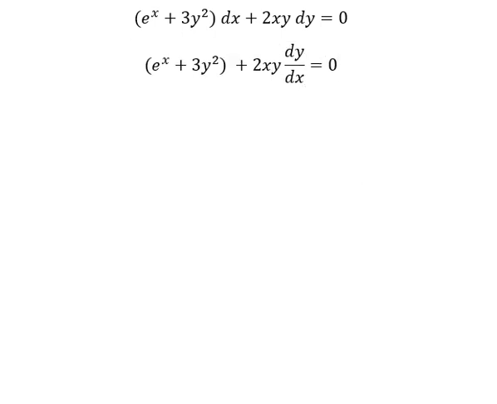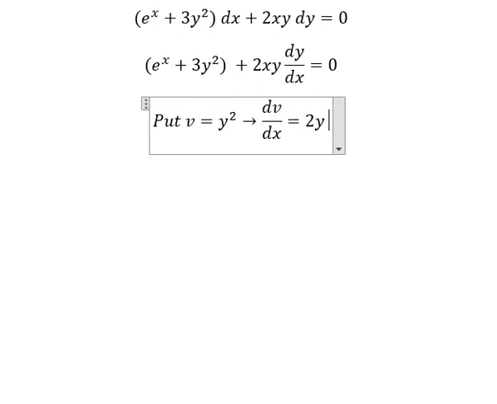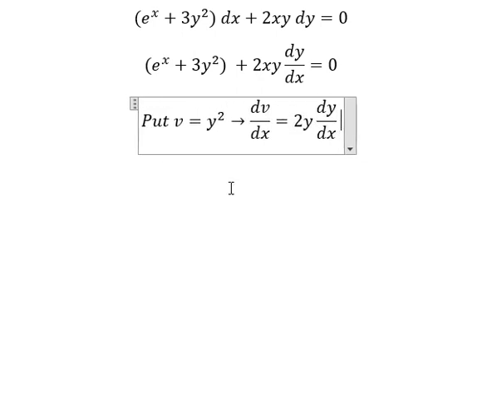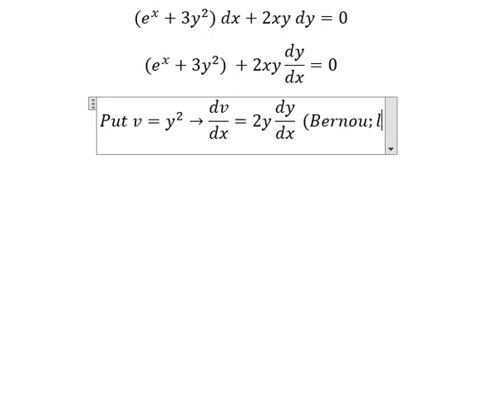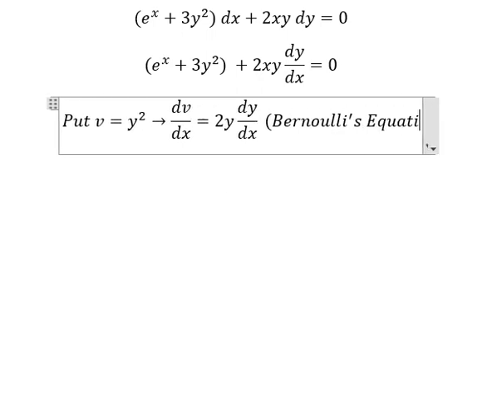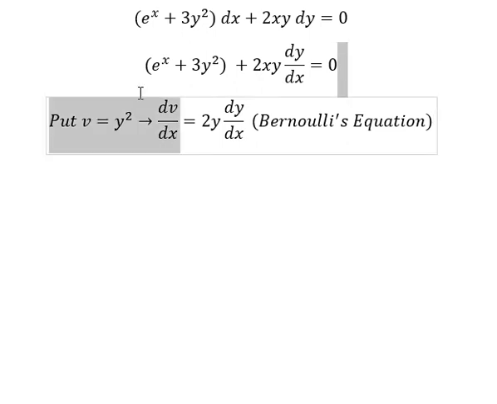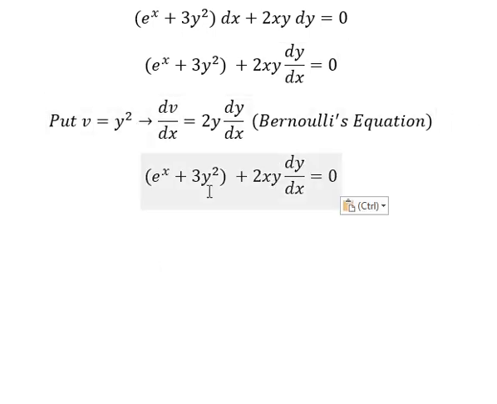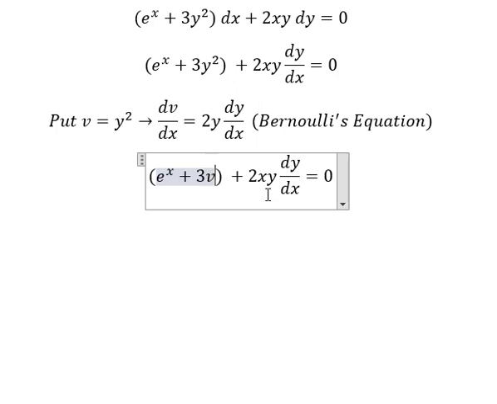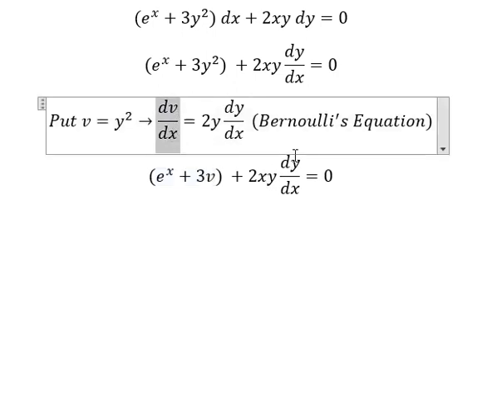Next, we can put v equals y squared. Later, we need to do first the derivative for both sides, and that is 2y dy over dx. This is about Bernoulli's equation. Now, this one we change for v. 2y dy over dx we change by dv over dx.